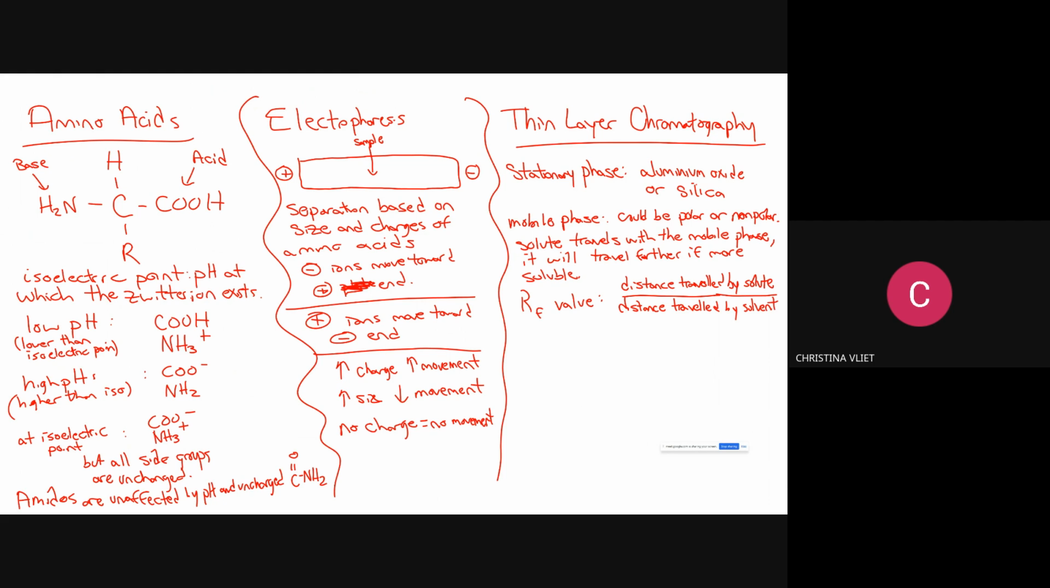So if we had just something like this, the solvent front, and this is the baseline, this distance would be the distance that the solute travels. And this distance would be the distance that the solvent travels, and it's just dividing those two numbers.